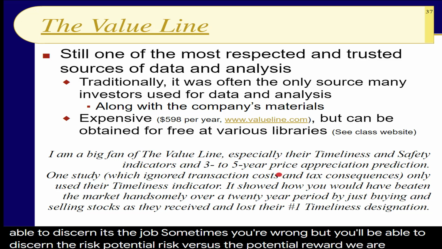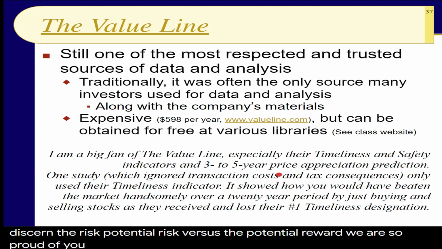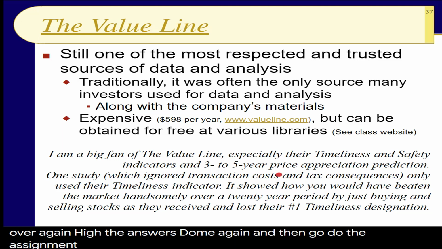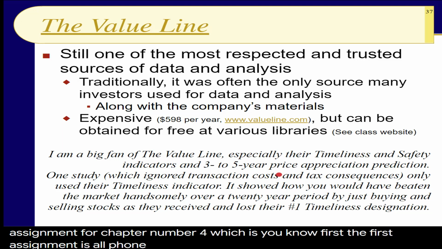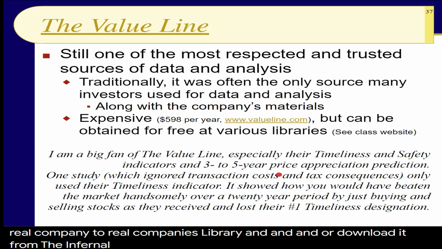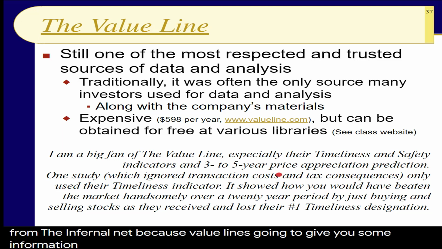We are so proud of you. Go do those worksheets right now. Do them again, do them over again, hide the answers, do them again, and then go do the assignment for Chapter 4, which is, the first assignment is all phony companies. The second assignment is a real company, 2 real companies that you're going to choose. Go to the library and or download it from the Internet, because Value Line is going to give you some information for free, the 30 Dow Jones Industrial Average stocks.